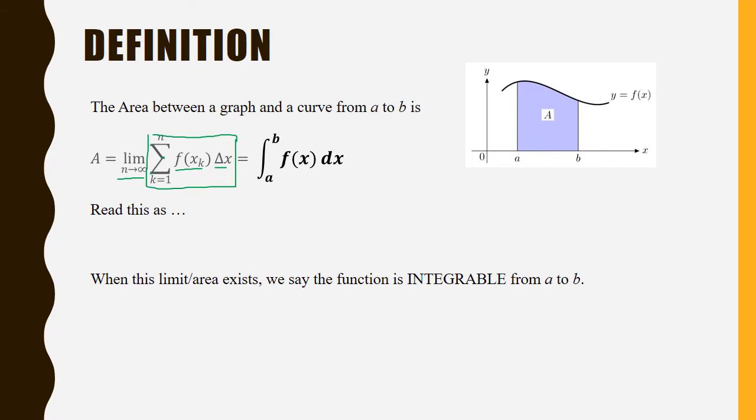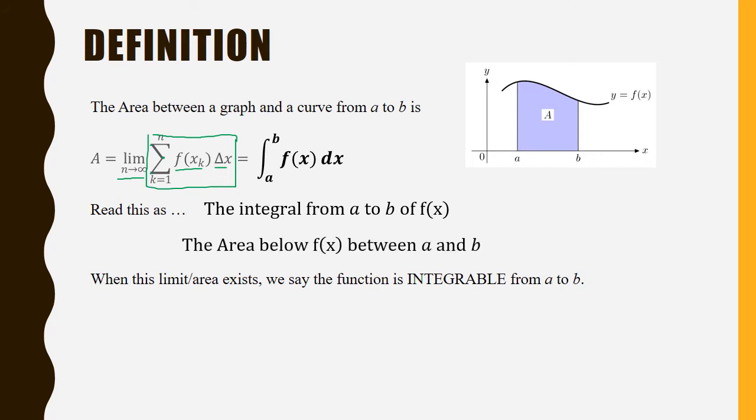You can read this symbol by saying it's the integral from a to b of f of x. You can also say that it's the area below the graph of f. So if you look up at the picture, you'll see that we have the graph of this function f of x right here. And we're looking at the area between that graph and the x-axis. And the a and the b here give us a left margin and a right margin. And so the area that we're talking about is trapped between those four boundaries.